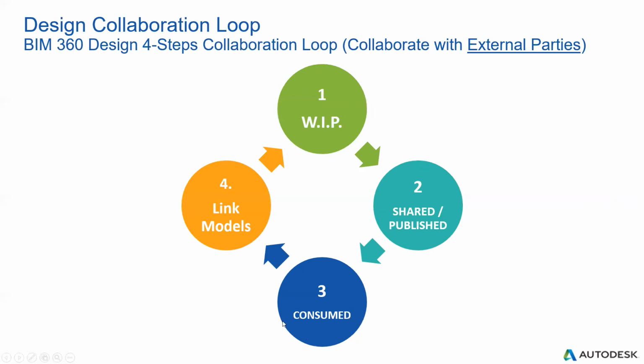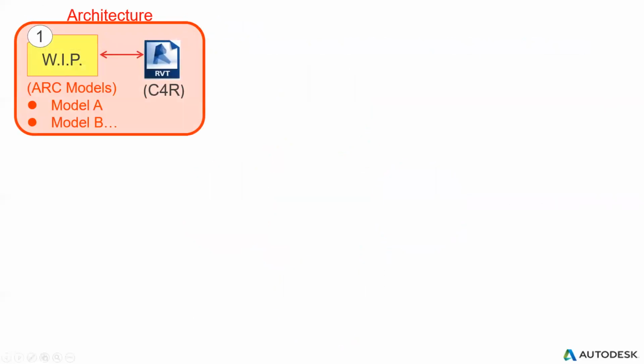Consume is once the other team has got your shared package, and they can decide whether to consume, which means use your model or package. If they confirm to use your model, they can link your models to their own work in progress folder. So I will have this chart to show the concept. For example, when you start a model, the architectural designer has to use C4R to synchronize the model on our document management, which has a WIP folder.